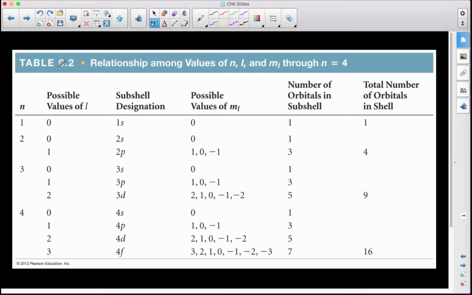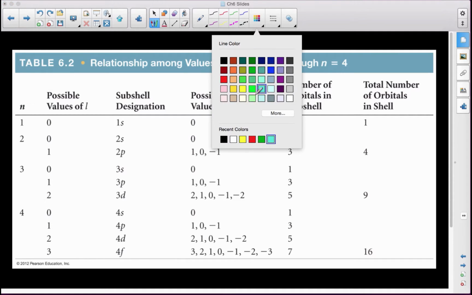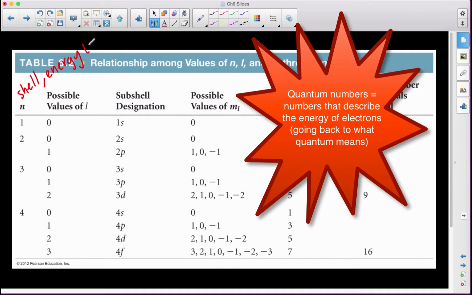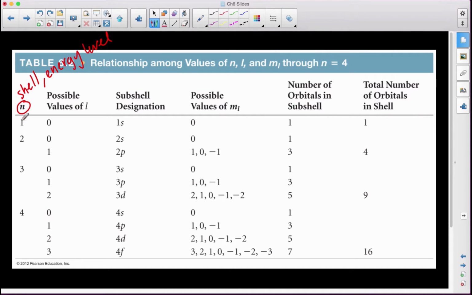So here is a simple and quick table that sort of defines our relationships for our quantum numbers, okay? Here we have a quantum number n, which stands for our shell, okay? So we could also say energy level. That would be okay also. So shell or energy level is denoted by n, okay? 1 is the first one. That's the one closest to the nucleus. 2 is further, 3 still further, 4 even further still, okay?